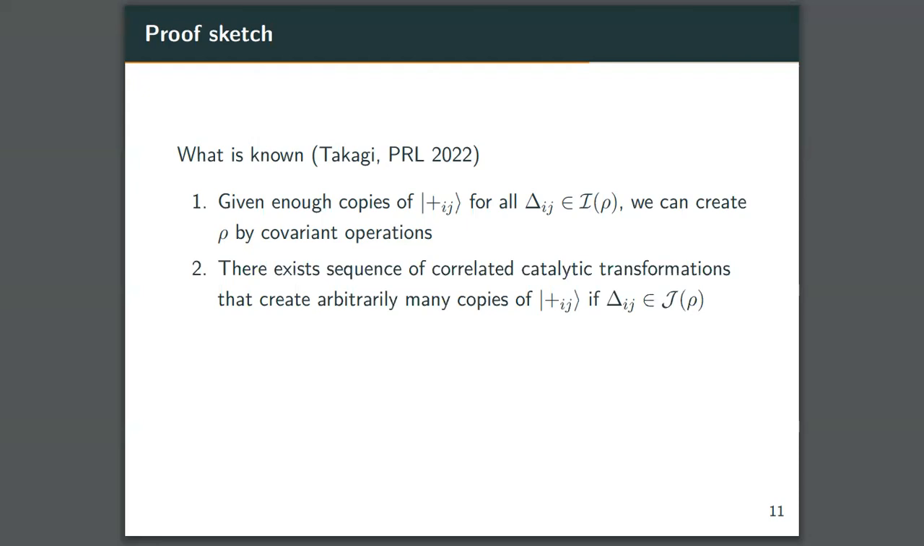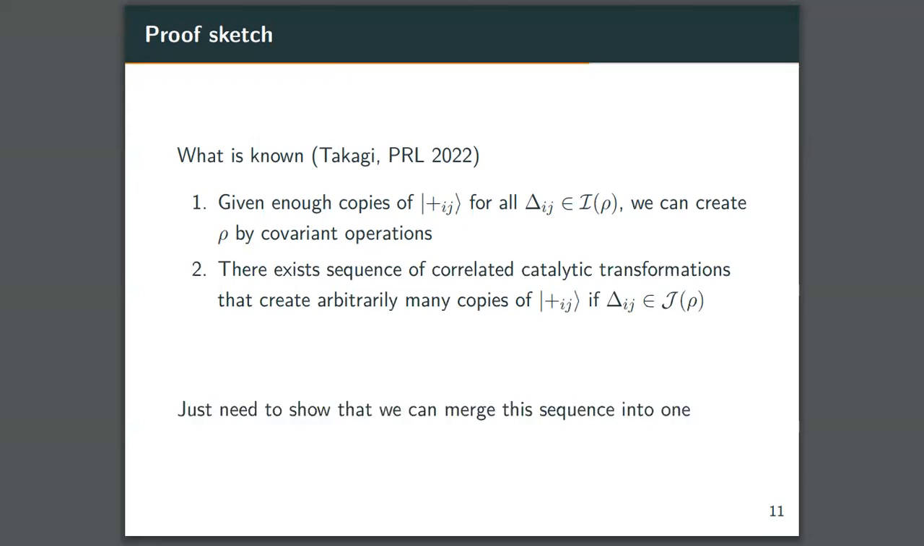So this is just a way to prove our statement. We just need to show that if we can merge the sequence of correlated catalytic transformations into one big thing, we can just do this and then create it, and that's done. I'm super grateful for Pug for hooking this up, because this is really a lot of work. The hard work is done, in a sense, for us.